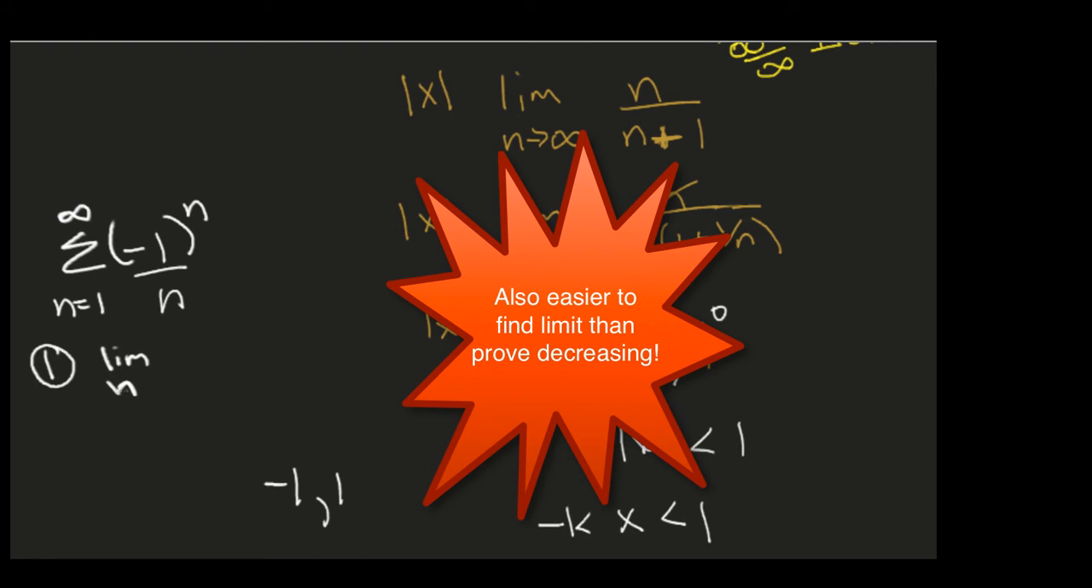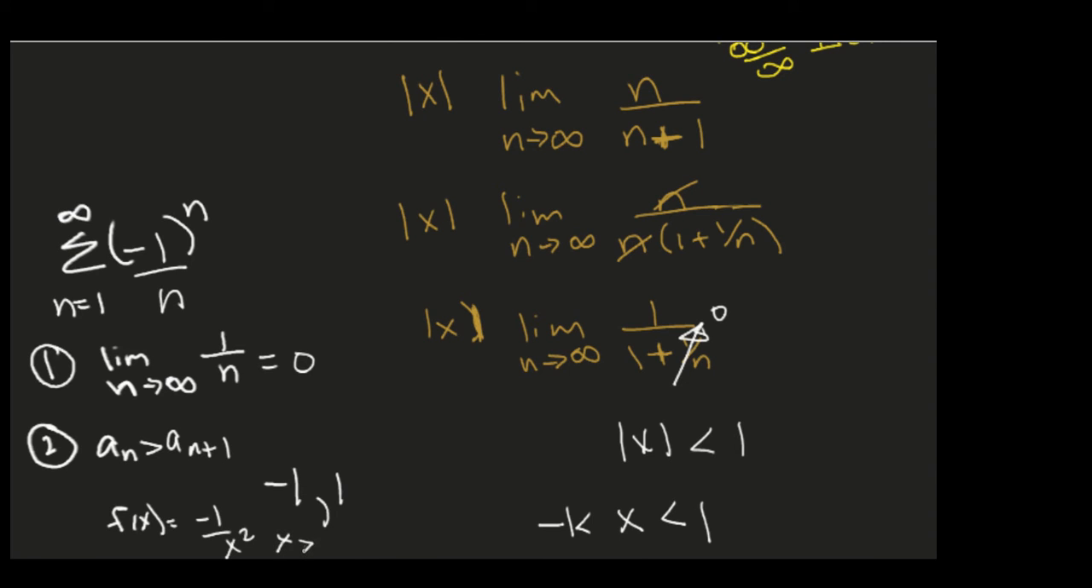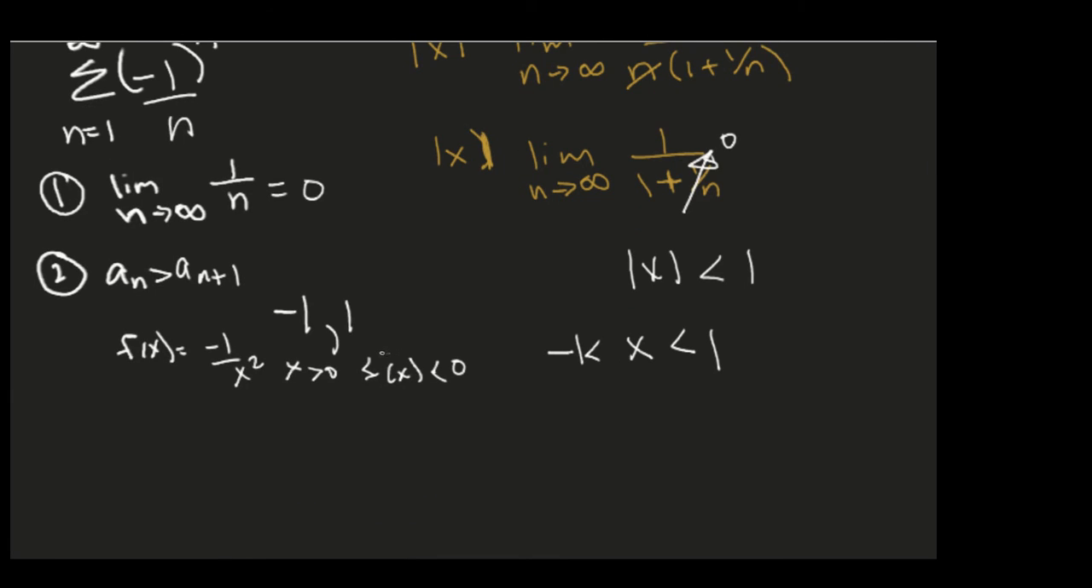Oh, okay. All right. So the limit is 0. Yes. And then how do we prove it's decreasing? You can take the derivative. Okay. So if I look at the derivative, it would be negative 1 over x squared. Is that always less than 0 for x greater than 0? Yes. So therefore, f prime of x is less than 0. Therefore, decreasing.